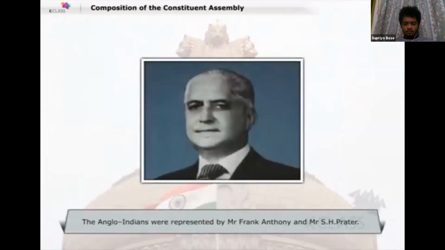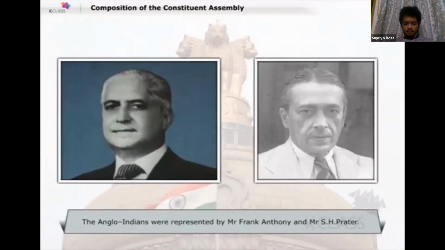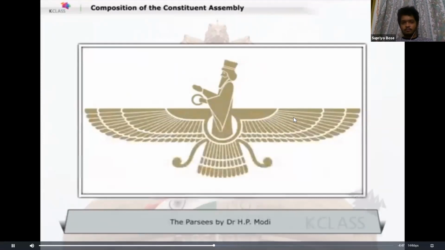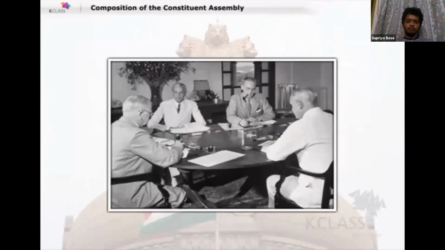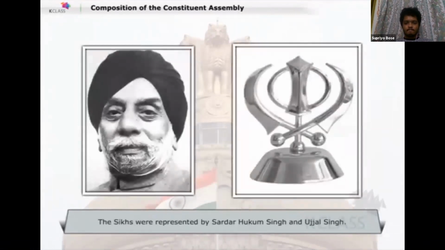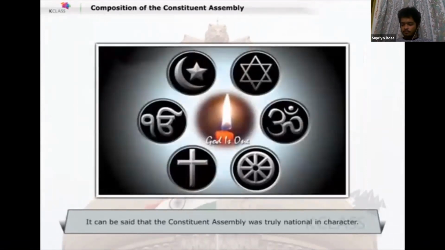The Anglo-Indians were represented by Mr. Frank Anthony and Mr. S.H. Prater, the Indian Christians by Dr. H.C. Mukherjee and Joseph D'Souza, and the Parsis by Dr. H.P. Modi. Though the Muslim League had boycotted the assembly, there were still two members, Zafar Imam and Muhammad Sadullah, who represented the Muslim community. The Sikhs were represented by Sardar Hukum Singh and Ujjal Singh. It can be said that the Constituent Assembly was truly national in character.